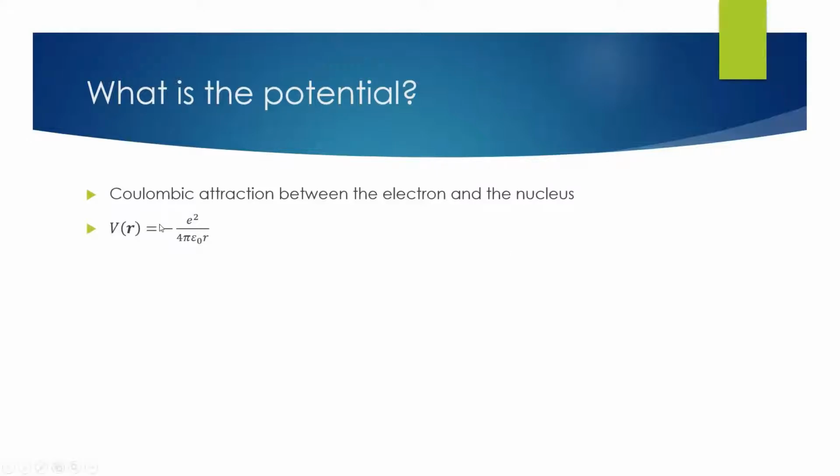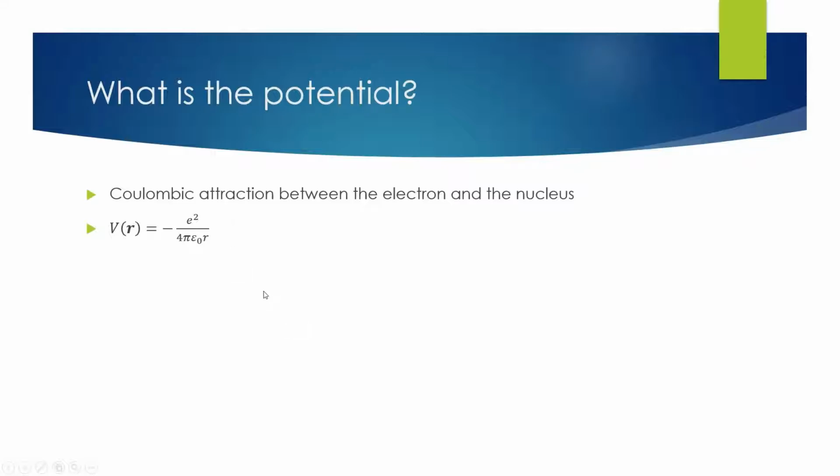It's negative e squared over 4 pi epsilon naught times r. This 4 pi epsilon naught talks about how charges work in a vacuum. r is the distance between the electron and the nucleus. And here, negative e squared is the charge of the electron, which is negative e, times the charge of the nucleus, which is a single proton, which is positive e. So negative e times positive e gives negative e squared for this potential.